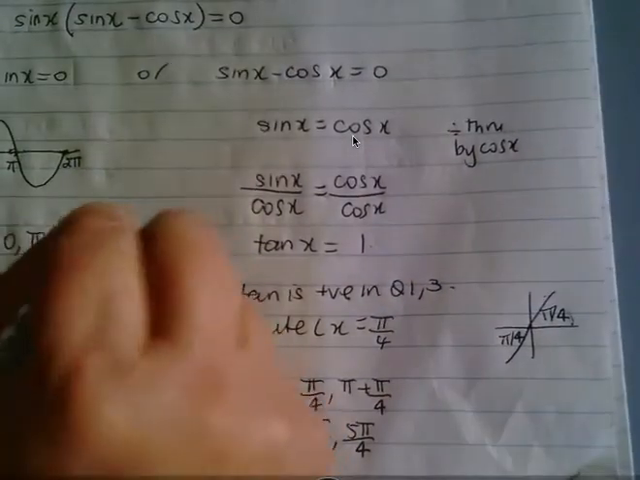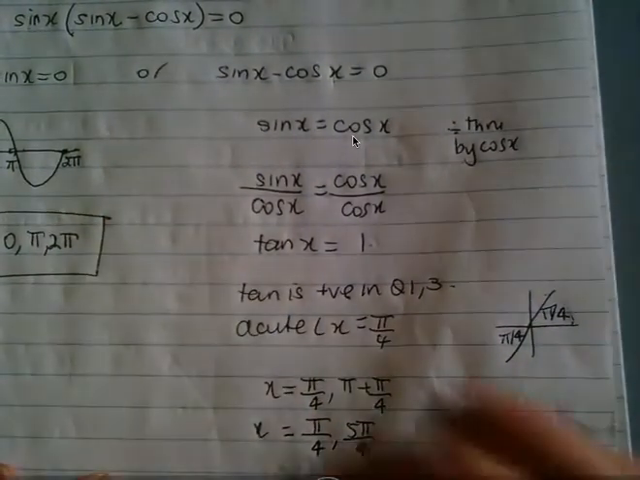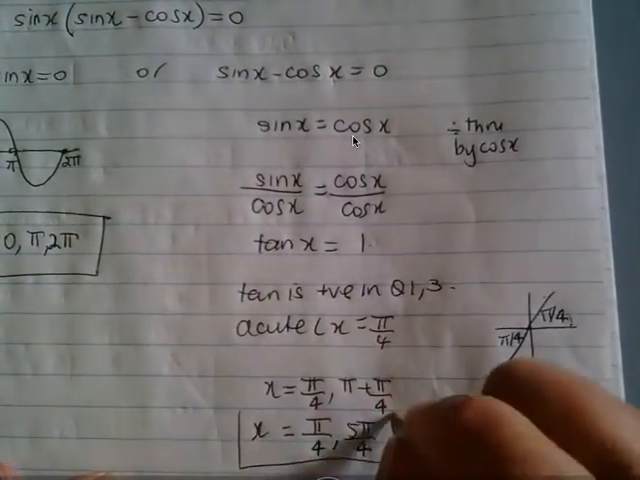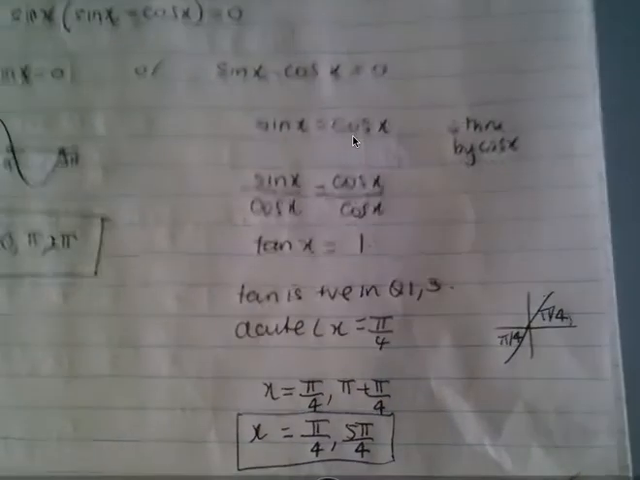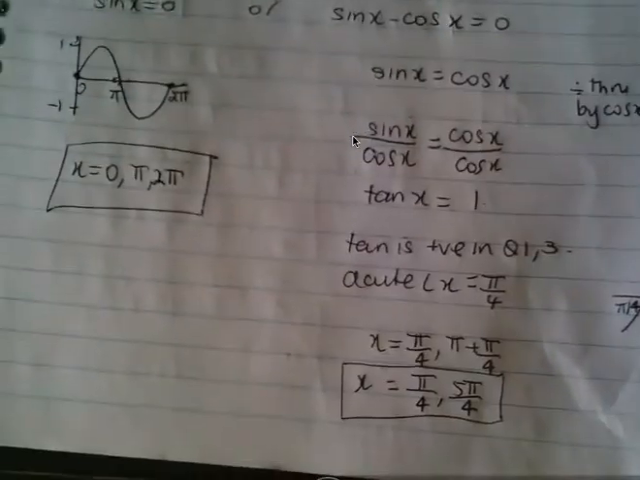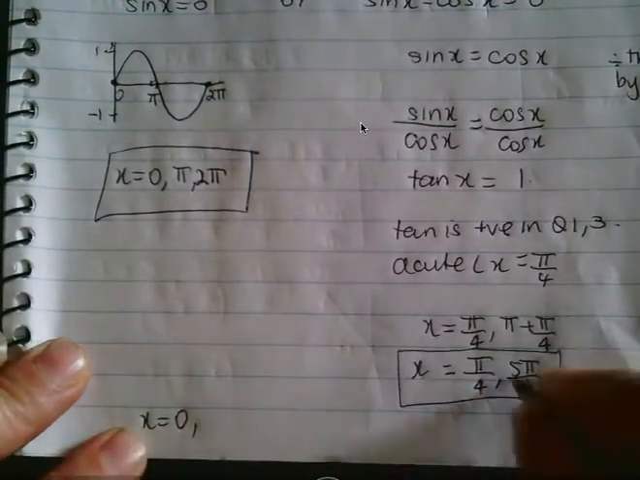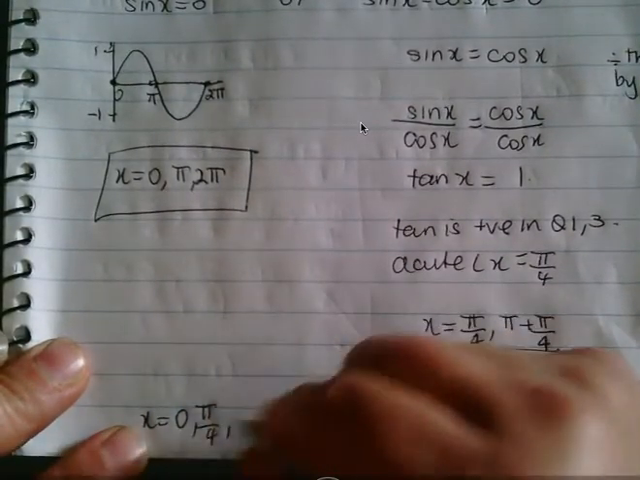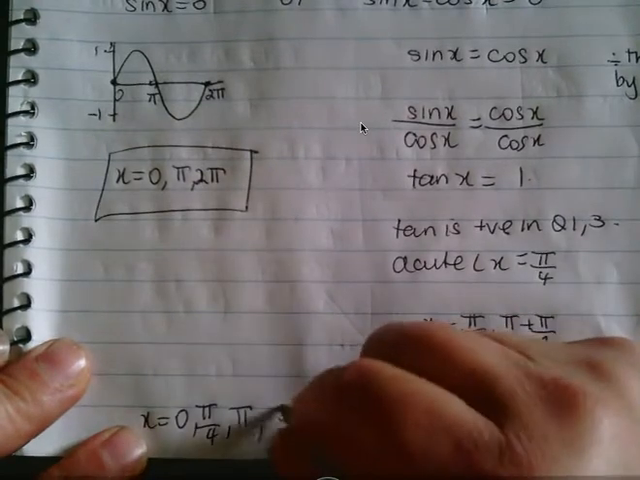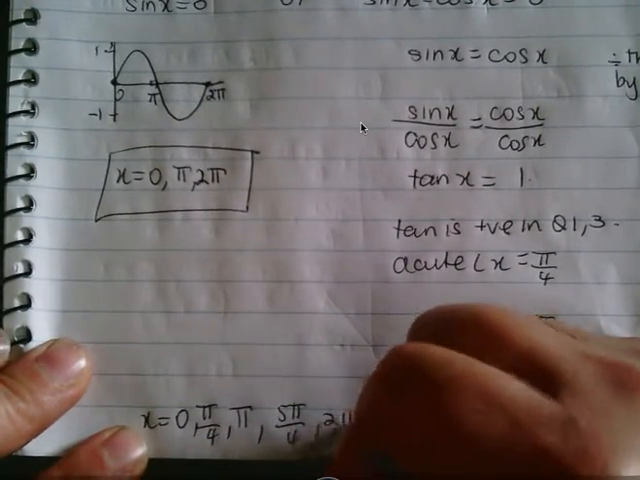So these are all my solutions, so I need to list them all. Okay? So you might want to underline them or write those solutions again. So often we'll then go, so x is 0, pi on 4, pi, maybe in order if you want, 5 pi on 4 and 2 pi.